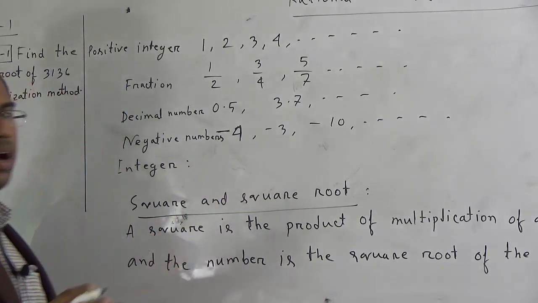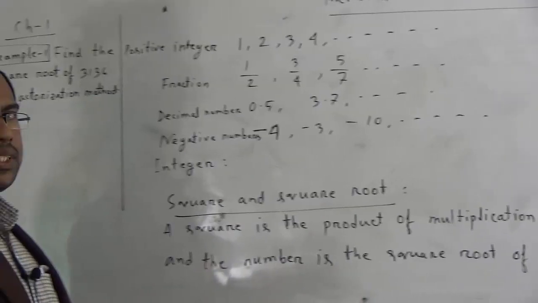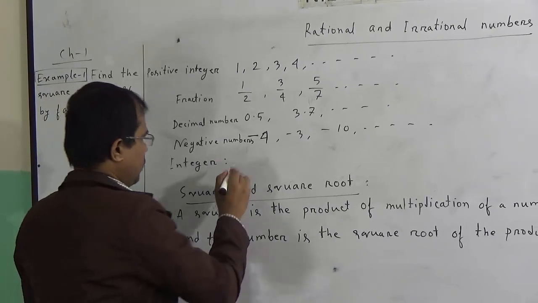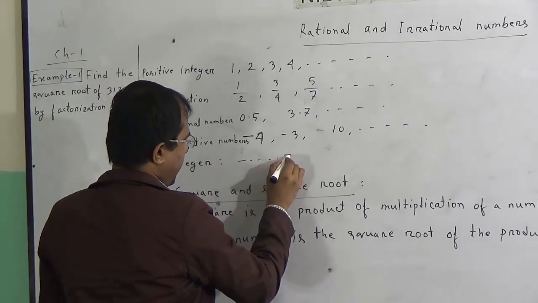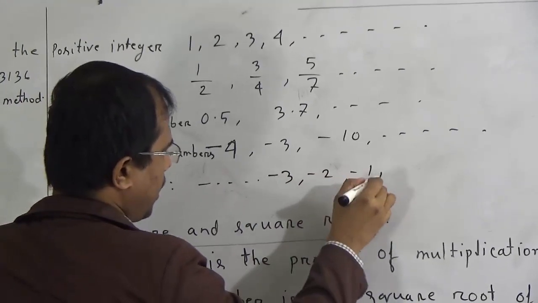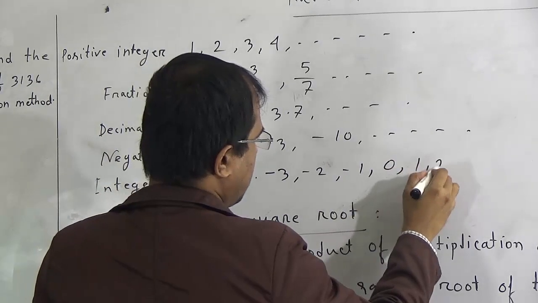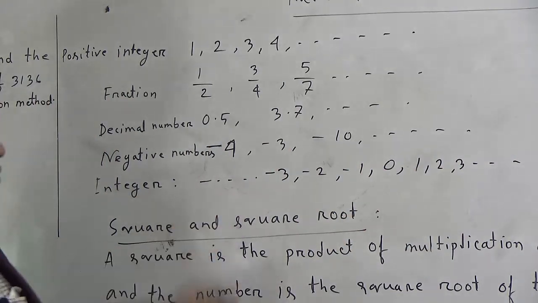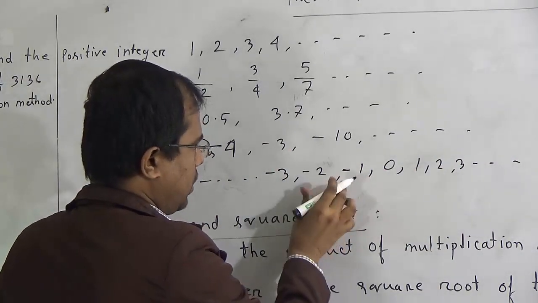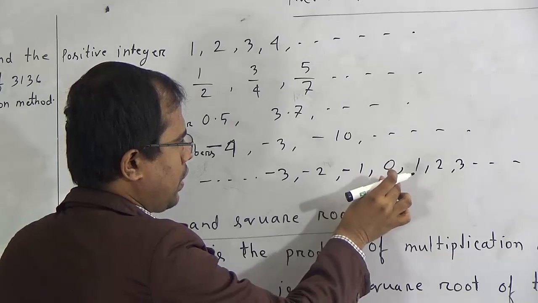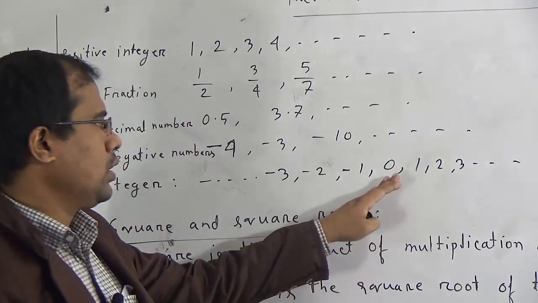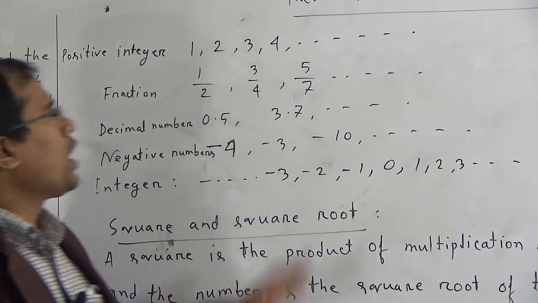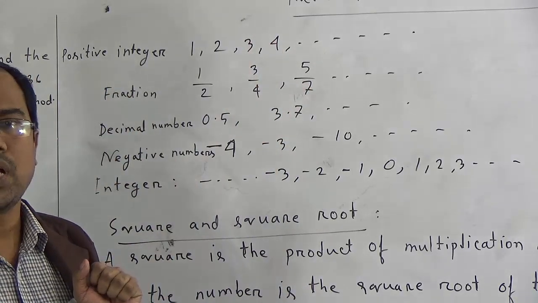The combination of positive integers and negative integers along with 0, ... -3, -2, -1, 0, 1, 2, 3. These types of number are called integer number. Positive integer number, negative integer number and along with 0, that is called integer number. Now we can define what is rational number.